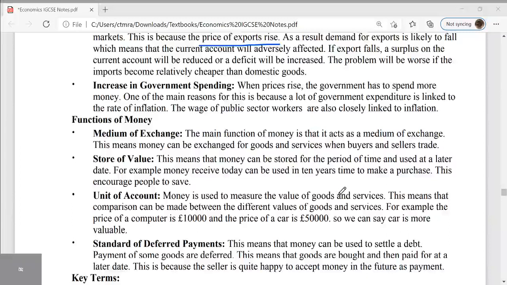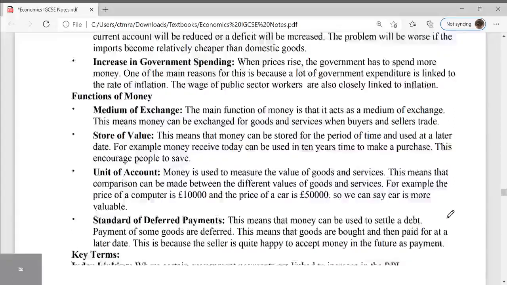Next is standard of deferred payment. This means that money can be used to settle a debt. Payment of some goods is deferred. This means that goods are bought and then paid for at a later date. This is because the seller is quite happy to accept money in the future as payment. So what's happening here?